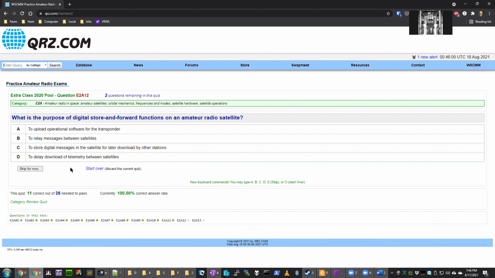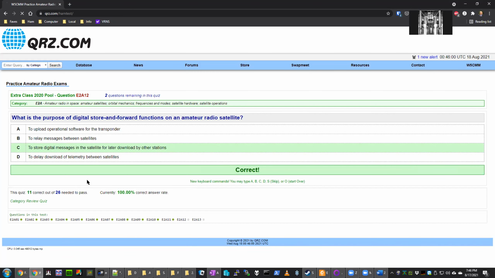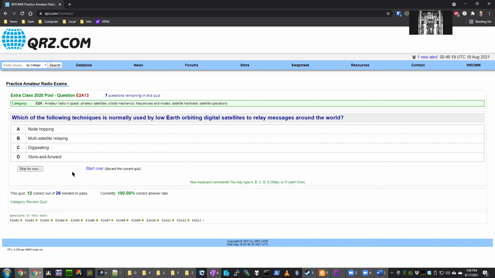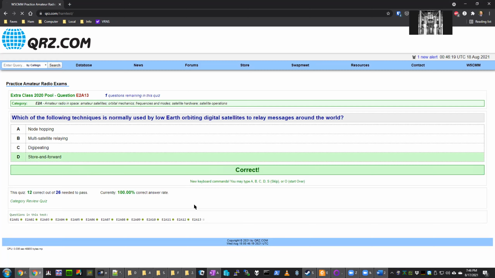What is the purpose of the digital store and forward functions on an amateur radio satellite? C. Yeah, that's going to be C. Which of the following techniques is normally used by low Earth orbiting digital satellites to relay messages around the world? D. So D, Delta? Yeah, it's going to be Delta.